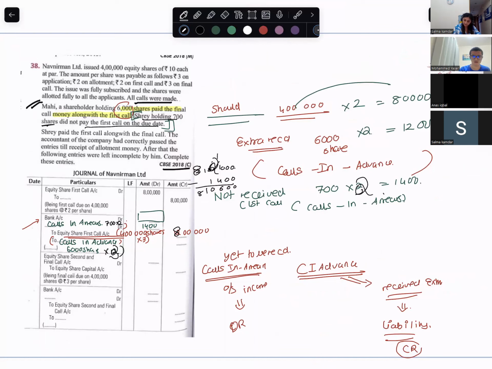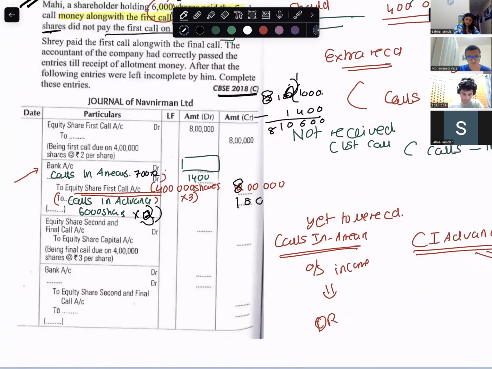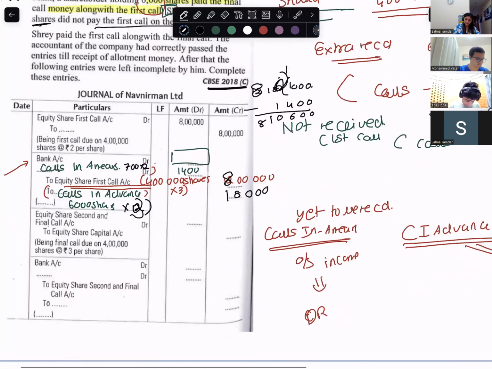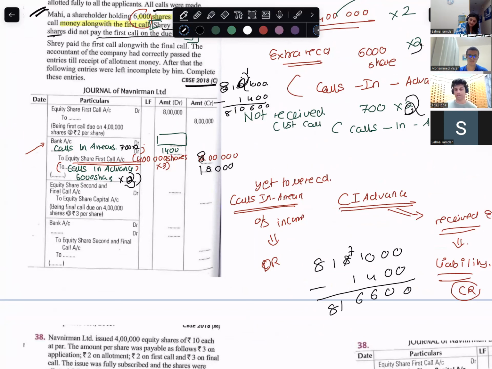How much? No, 1 minute. Okay, 1 minute. 18 then. 6 into 3, 18 lakhs. 8 lakh 18,000 minus 1,400. Yes, ma'am, it's 8 lakh 16,600. Yes, 600. 8 lakh 16,600.